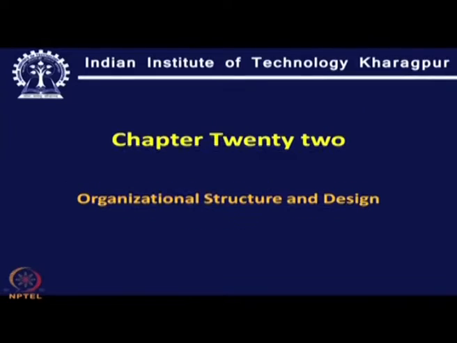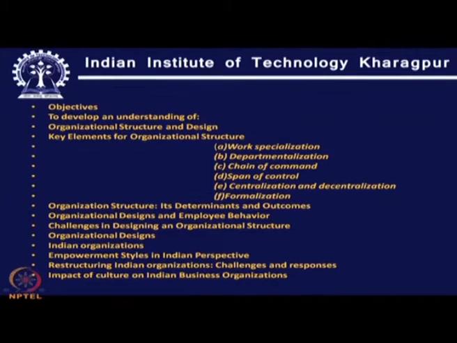As an objective of this chapter, we are going to develop an understanding of organizational structure and design, and the key elements of organizational structure, which are work specialization, departmentalization, chain of command, span of control, centralization and decentralization, formalization, and organizational structure, its determinants and outcomes, organizational designs and employee behavior, changes in designing an organizational structure, organizational designs in Indian organizations, empowerment styles in the Indian perspective, restructuring Indian organizations, the challenges and responses to it, and the impact of culture on Indian business organizations.